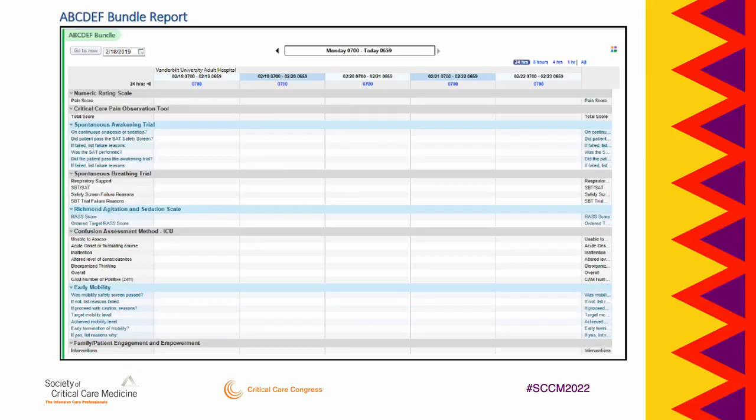This is the flow sheet for the ABCDF bundle. And as you can see, it contains each of the different letters. So for the letter A, you can see where you can document the numeric rating scale. You can also document the critical care pain observational tool. For the letter B, the spontaneous awakening trial. We're going to go more in depth in each of these components in a moment.